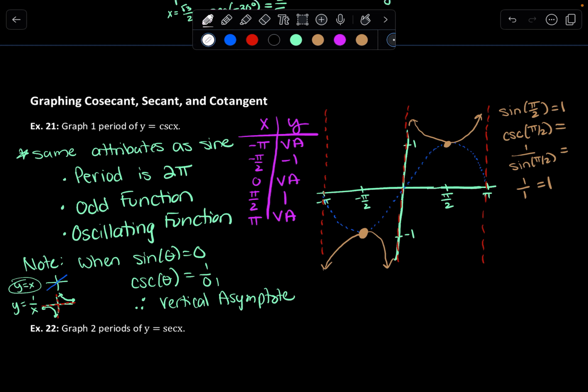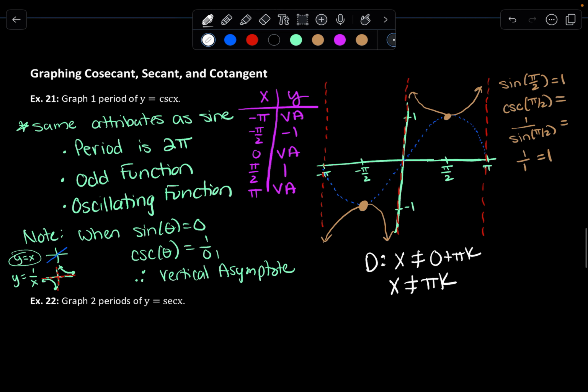And one thing I want to talk about is its domain. The domain is broken up by these vertical asymptotes, where the one that's closest to 0 falls on 0. So this has a domain restriction of x cannot equal 0 plus pi k, because it occurs every pi, just like tangent. But we just write it simply as x cannot equal pi k. And just recall that k represents an integer. This way we exclude all of the vertical asymptotes from our domain.